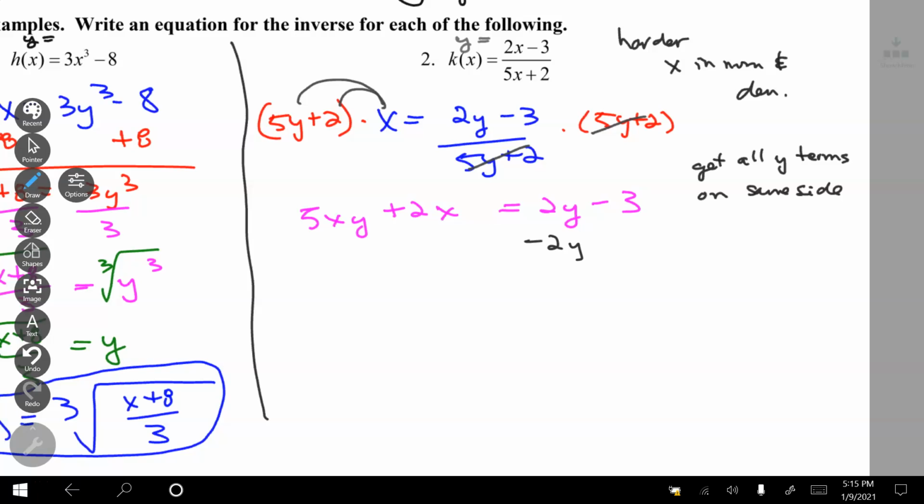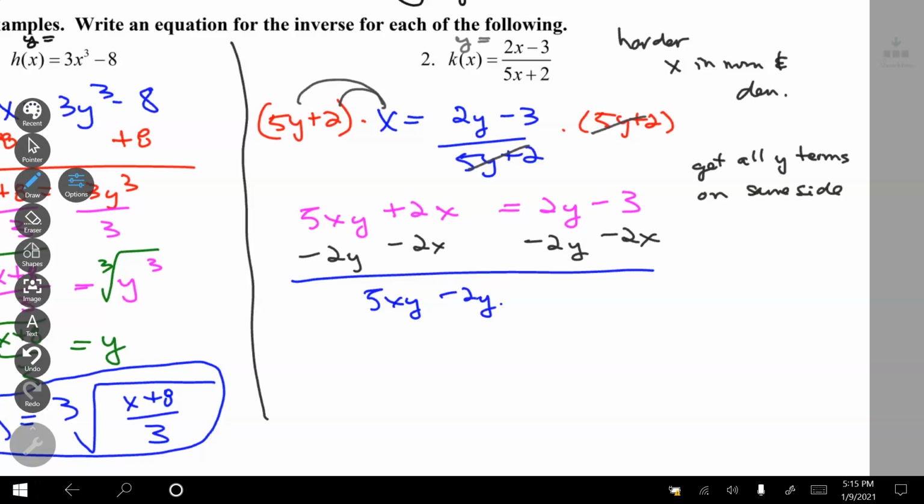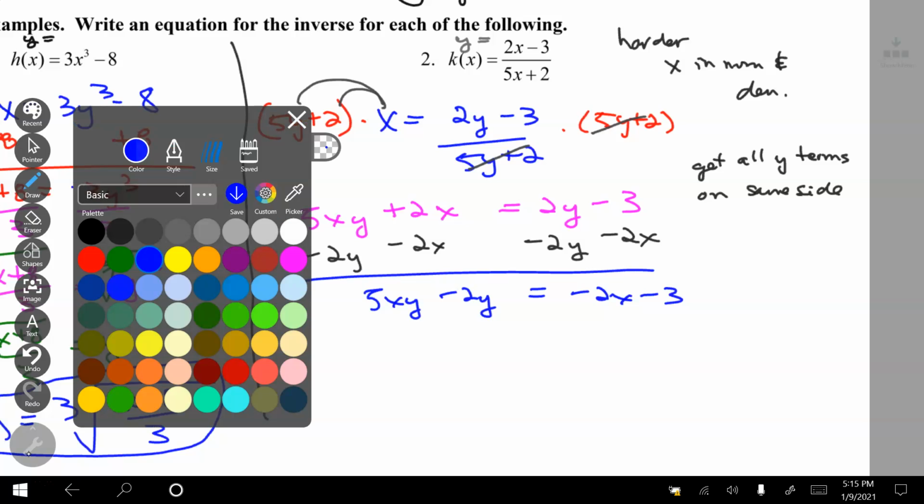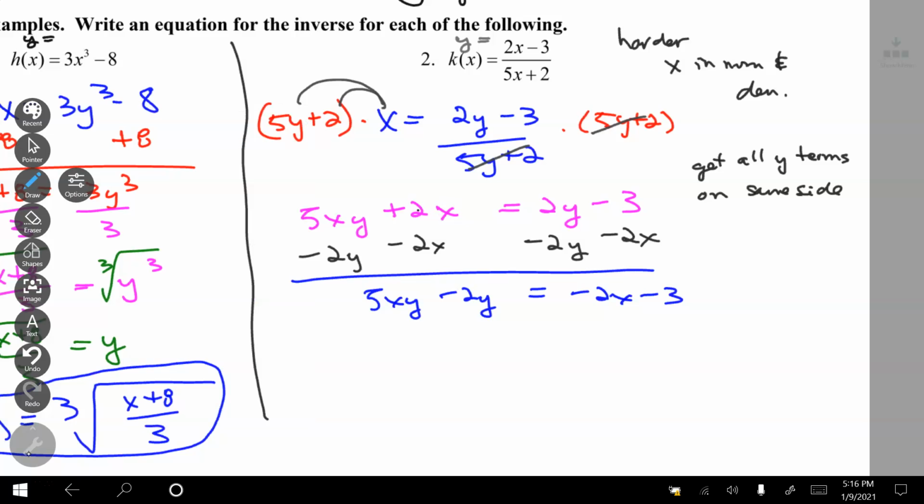So this 2y goes over here. And everything that doesn't have a y has to be on the opposite side. So I'm going to bring this 2x over here. You could have done it another way. It's up to you. When we do that, we get 5xy minus 2y is equal to negative 2x minus 3 when we see that some things cancel out.